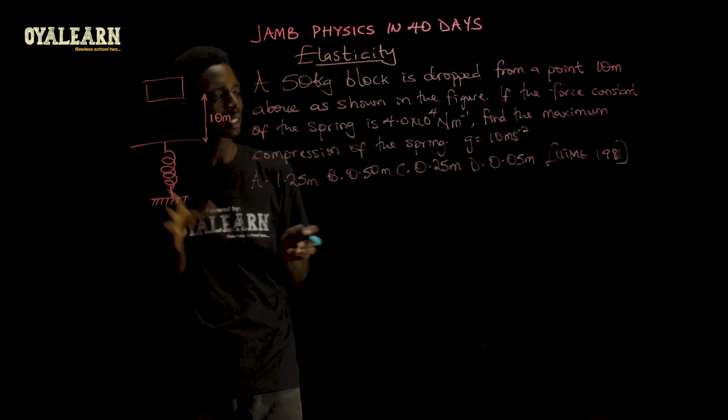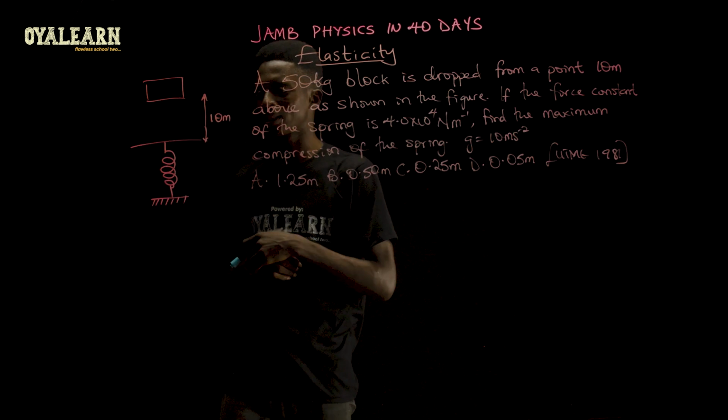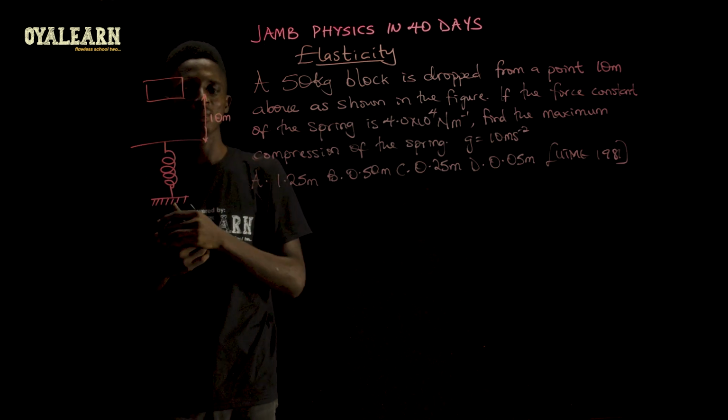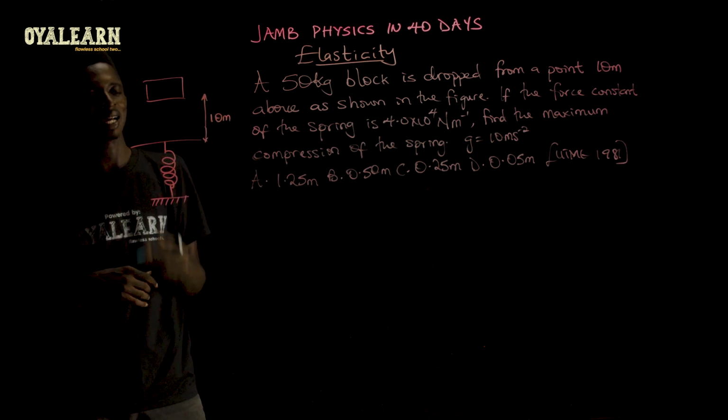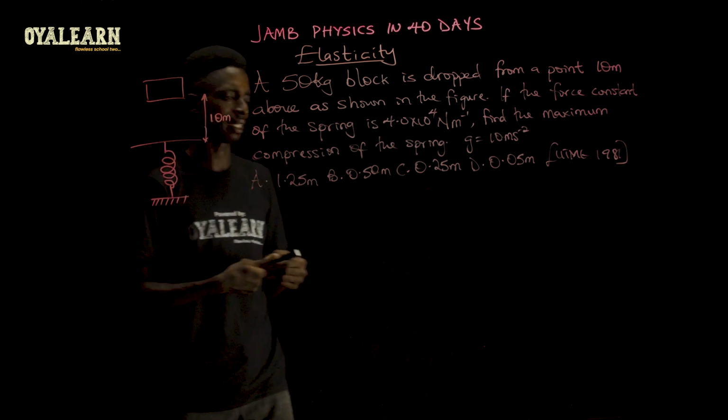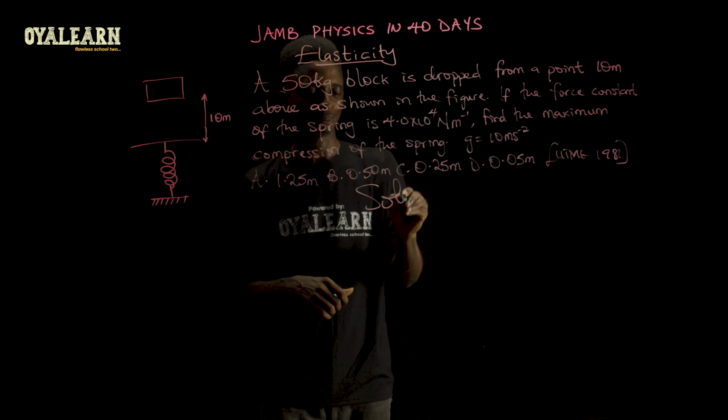Now, that said, let's take a look at this diagram. So we have the mass. We see this distance is given as 10 meters, and it will come and then land on this spring. So there are two equations we have to work with at this point. So let's see them.